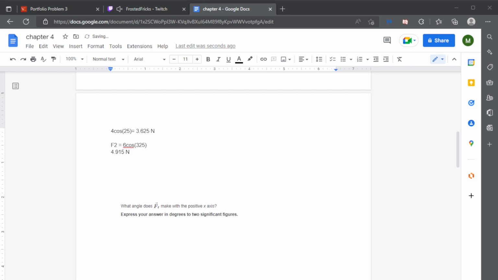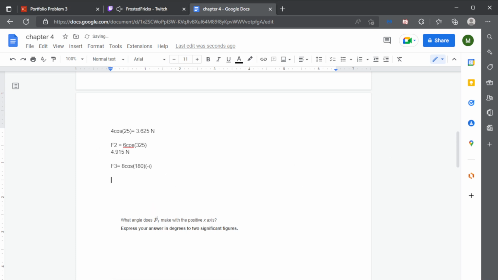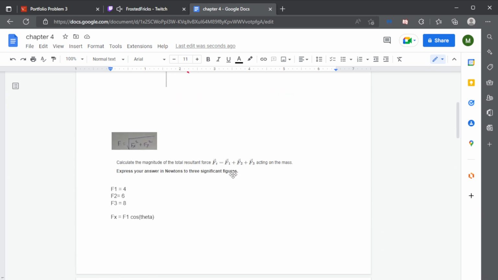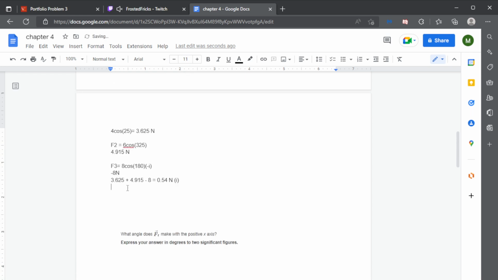And then for force 3, the last one, we already know that the cosine would be located as a negative. So it would be negative i, and i represents the x. Keep that in mind because we're going to use that in our formula. So this will give us negative 8 newtons. Now we combine all the newtons that we found on all three forces, and we'll get ourselves 0.54 newtons for Fx.